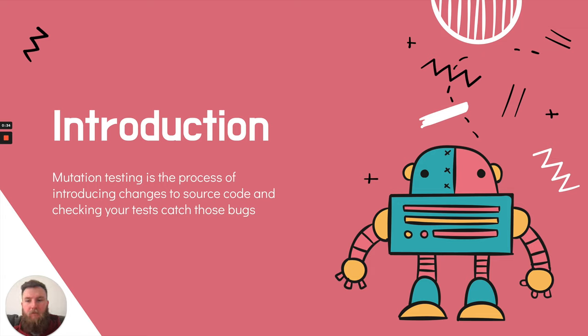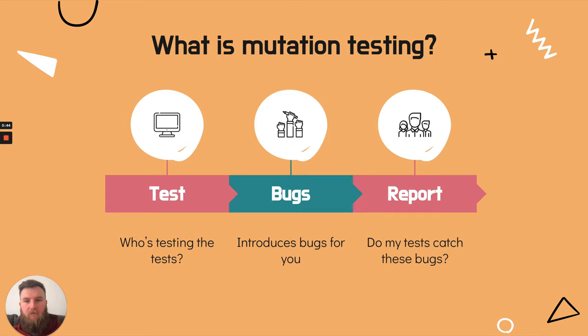So, an introduction. Mutation testing is the process of introducing changes to source code and checking that your tests catch those bugs. But what do I mean by this? So, what is mutation testing? Mutation testing is essentially tests for your tests, because everyone always asks, who's testing the tests? That's what this is for. Essentially, it introduces bugs for you and then runs the tests and tells you whether or not your tests catch those bugs.